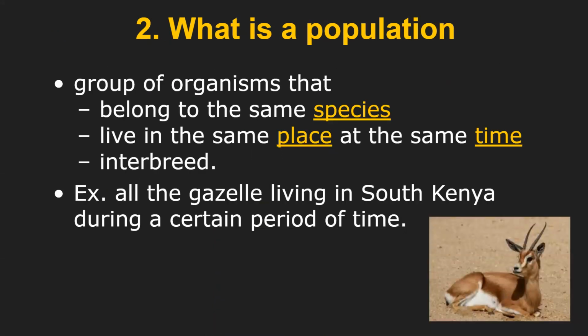A population itself, let's just define that for a second. A population is a group of organisms that, one, belong to the same species, two, live in the same place at the same time, and three, can interbreed with one another. So if I'm talking about a population of organisms, these things apply. An example of a population would be all the gazelle living in South Kenya during whatever period of time you're looking at.